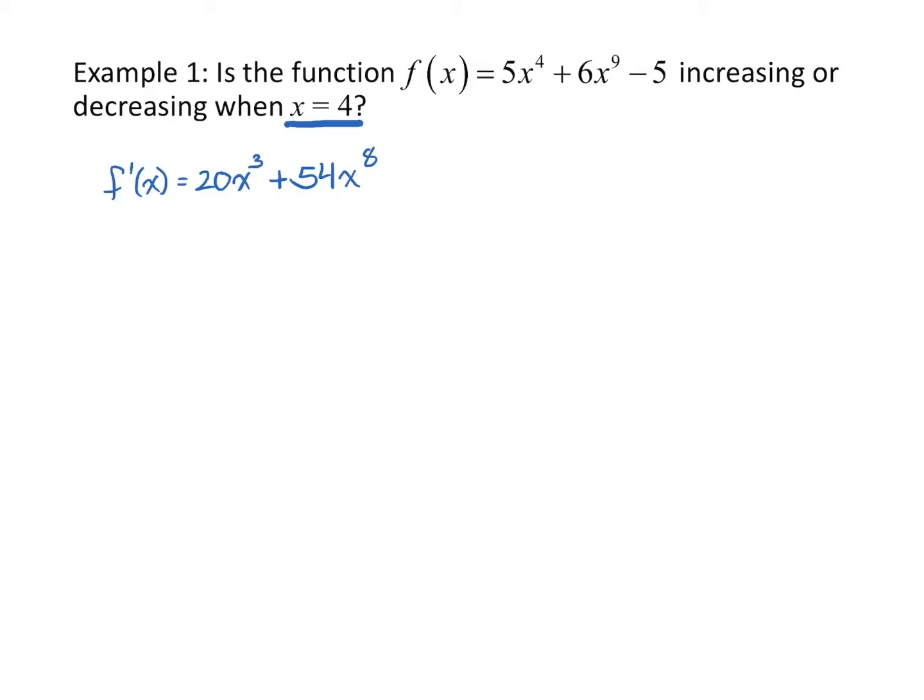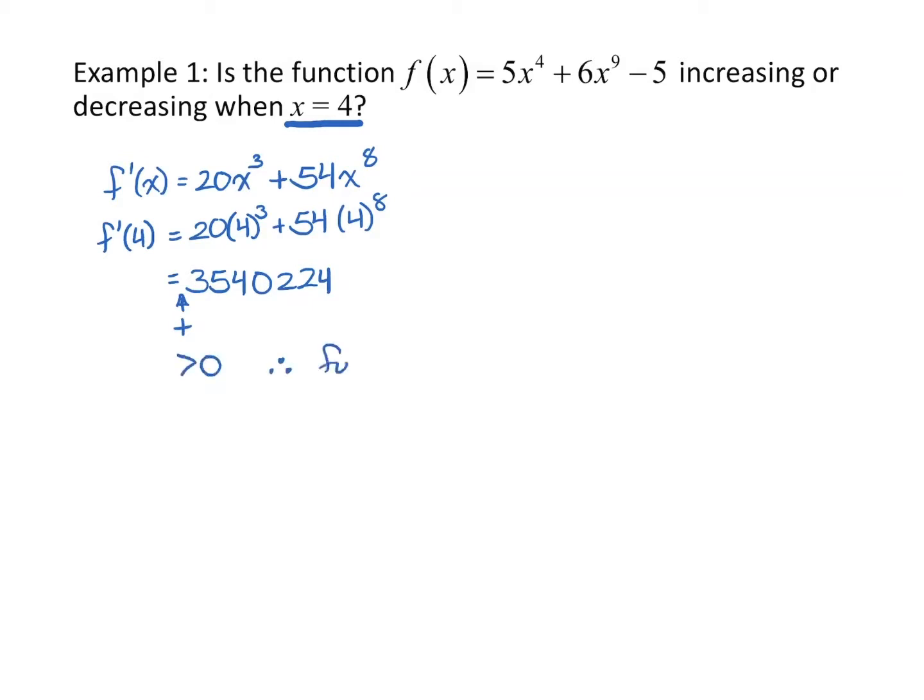And then we want to know what happens at 4. So we're going to take 4 and we're going to sub it in. You're always going to show what you're calculating. Don't just write down a number without having proper notation to show what that number is. And we should get a really, really big number. The value of that number doesn't actually matter. What matters is that it is a positive value. So this is greater than 0, therefore the function is increasing.